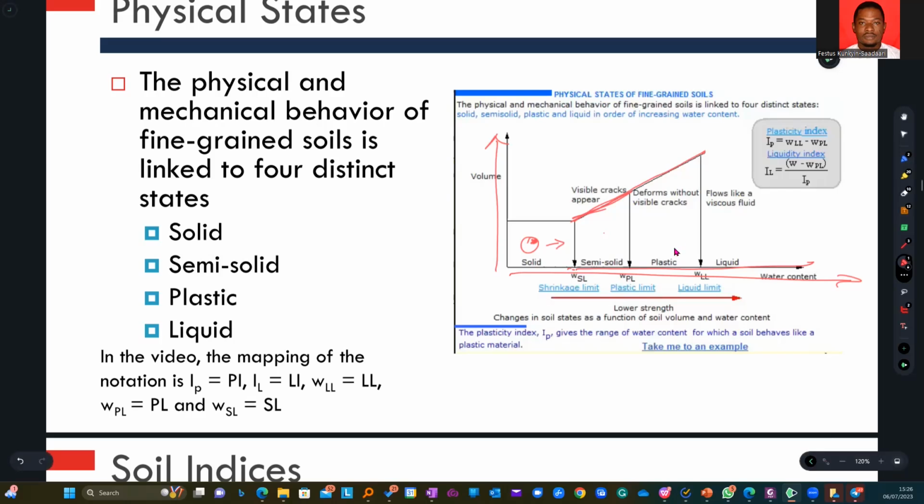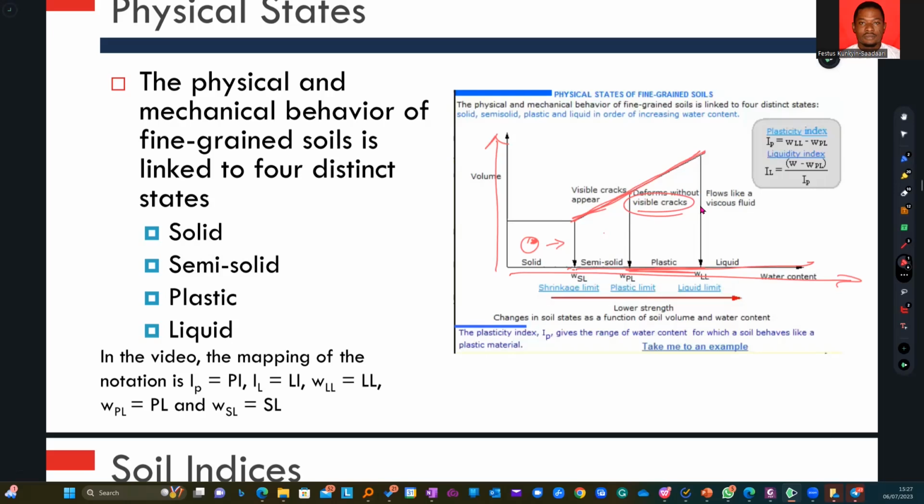plastic state. So with the plastic state, you keep adding water and adding water till a point where it has increased in volume. Your water content has increased. But then at this point, it deforms without visible cracks. So here you can mold your sample. For example, if the soil sample is clay, you can easily mold it into various forms and shapes without it showing any signs of cracks. And that is what we term as the plastic state.